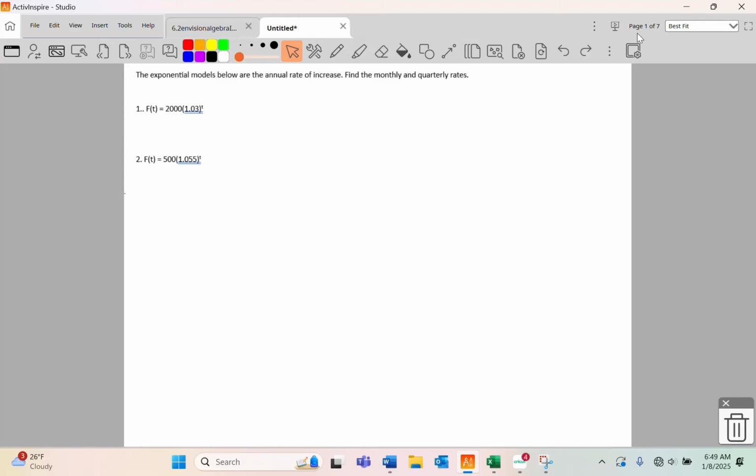All right, the exponential model is below with the annual rate of increase. Find the monthly and quarterly increase. By the way, there are 12 months in a year, and there are 4 quarters per year. So when you talk about the monthly, all you do is change the exponent to t over 12, because there are 12 months per year.